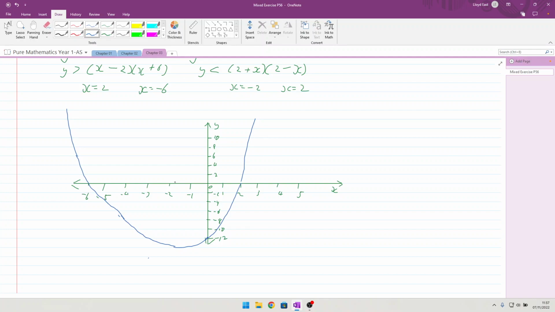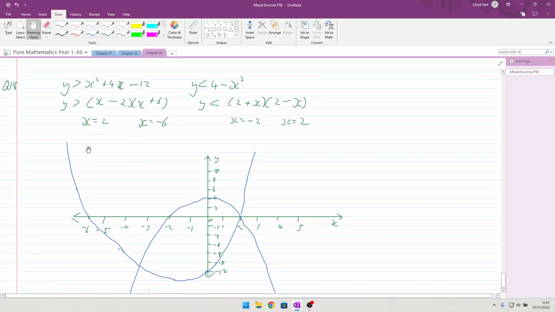2 and minus 2, and it's cutting at 4. So we have got it like this. There we go. Okay, so we wanted it to be y is greater than, so that's on the right hand side, and y is less than on this one. So for the greater than on this one of the x squared plus 4x minus 12, that's everything that's on the inside of the curve, like this.